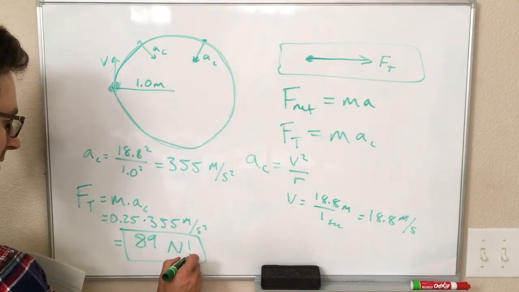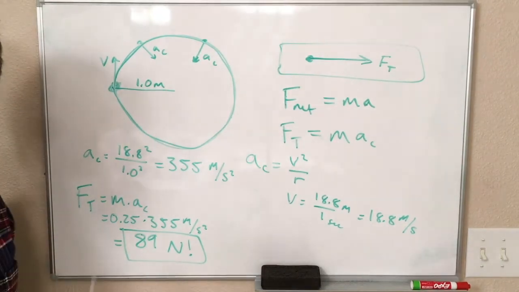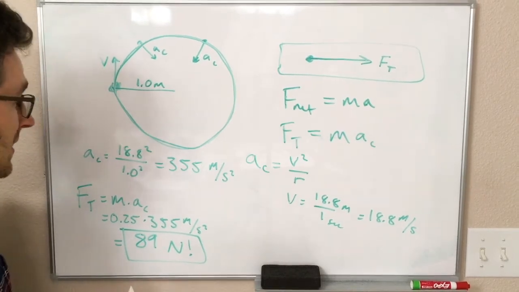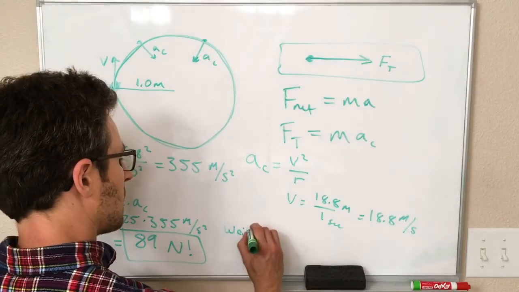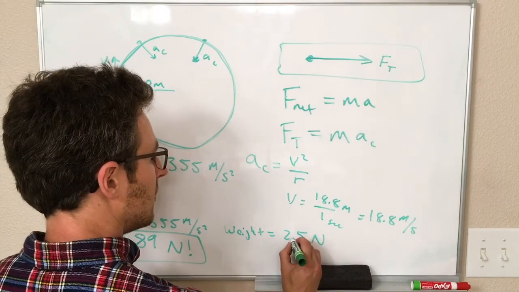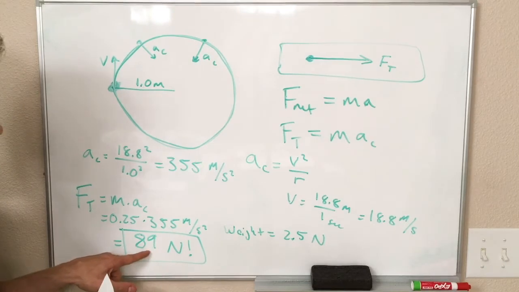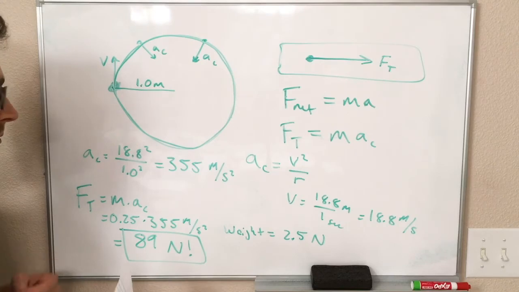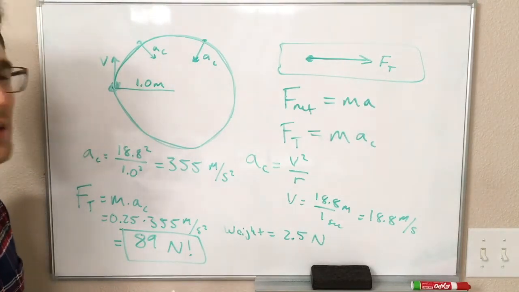So I'm going to put an exclamation point next to that because this is a pretty big number, as it turns out. The weight of the rock, that is if you're holding the rock and feeling the force of gravity pulling on it, that is going to be 0.25 times 9.8, which is roughly 2.5 newtons. So the force that this is experiencing from the string is way, way higher than the force of gravity that would be pulling on the rock if there were gravity, but we ignored gravity in this problem.